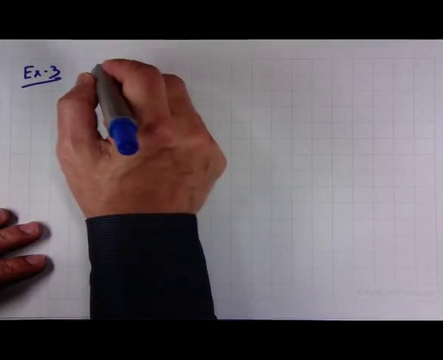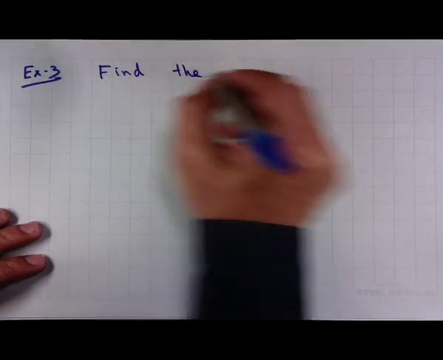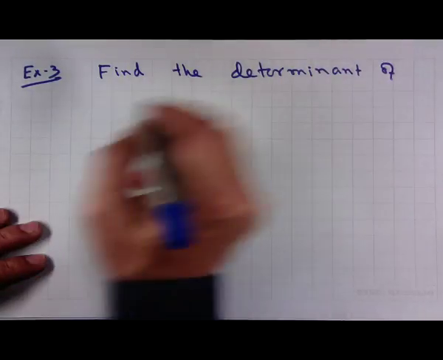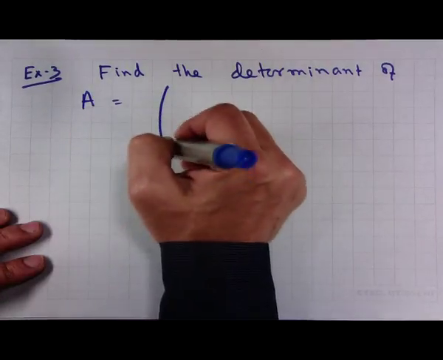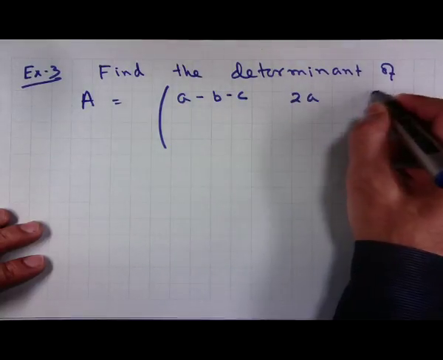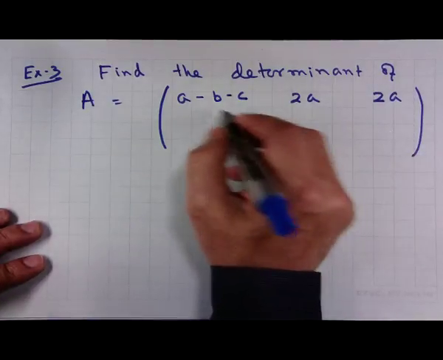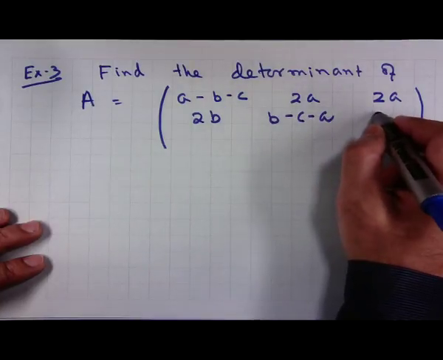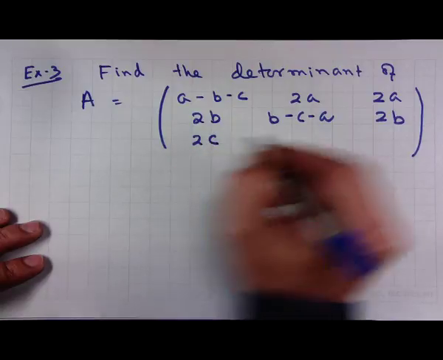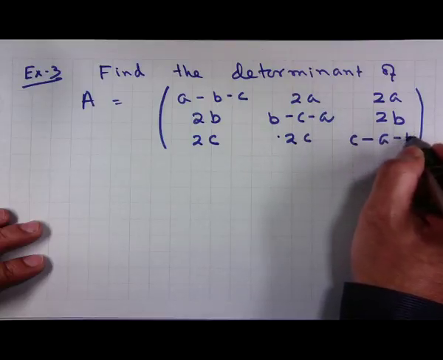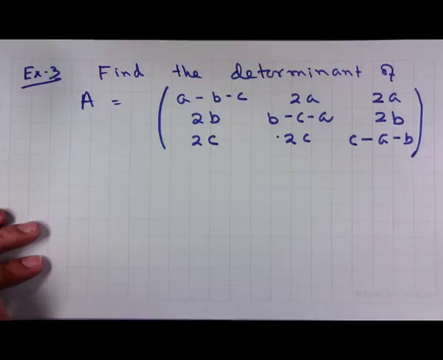Example 3: find the determinant of the matrix with rows: A minus B minus C, 2A, 2A; 2B, B minus C minus A, 2B; 2C, 2C, C minus A minus B. We need to compute the determinant.